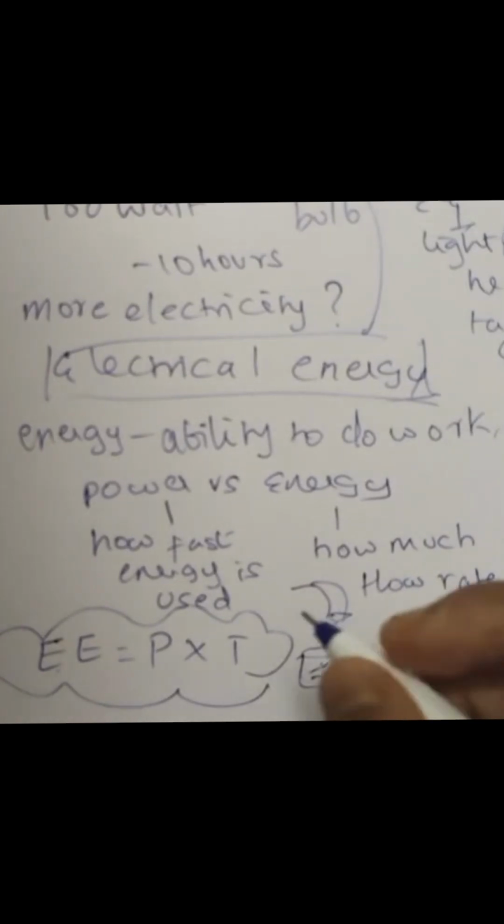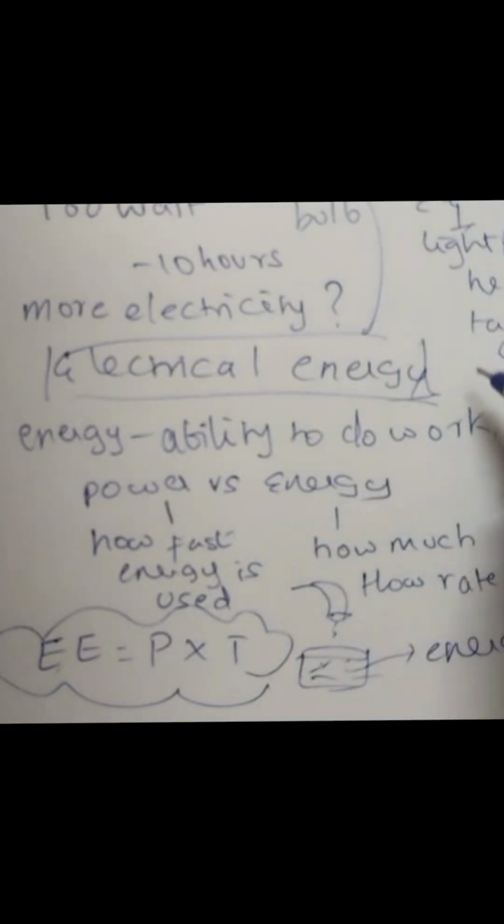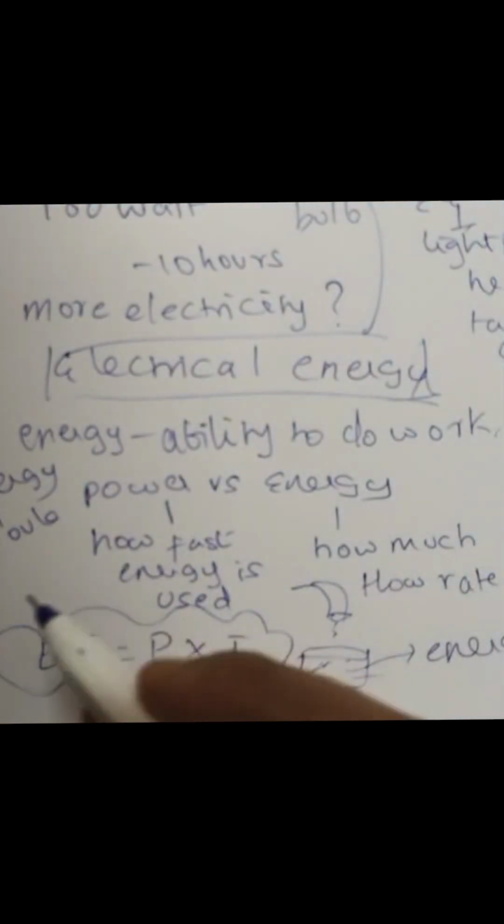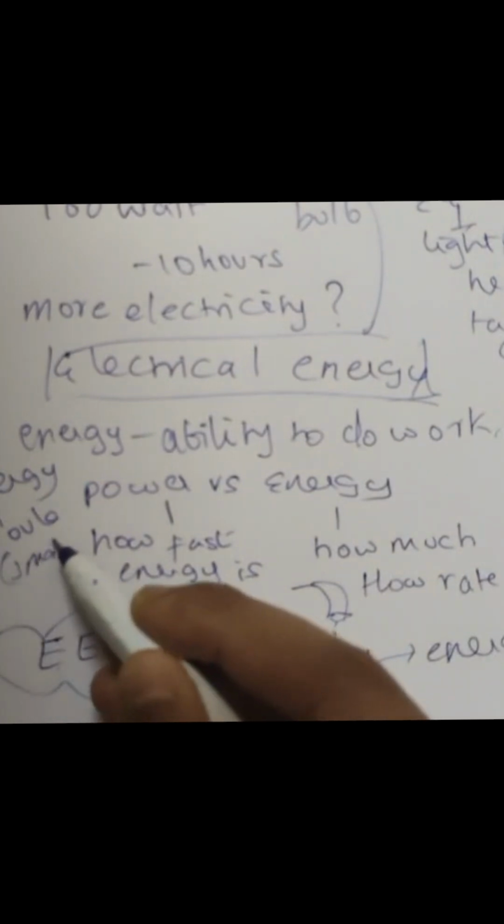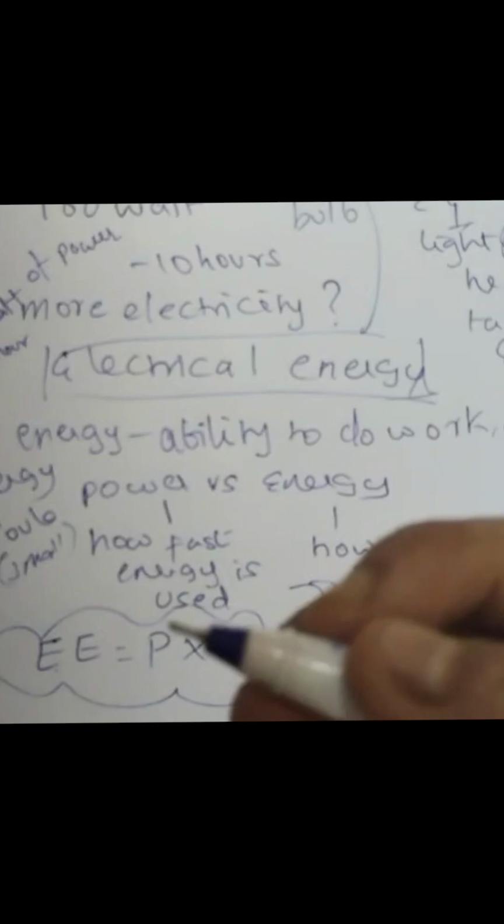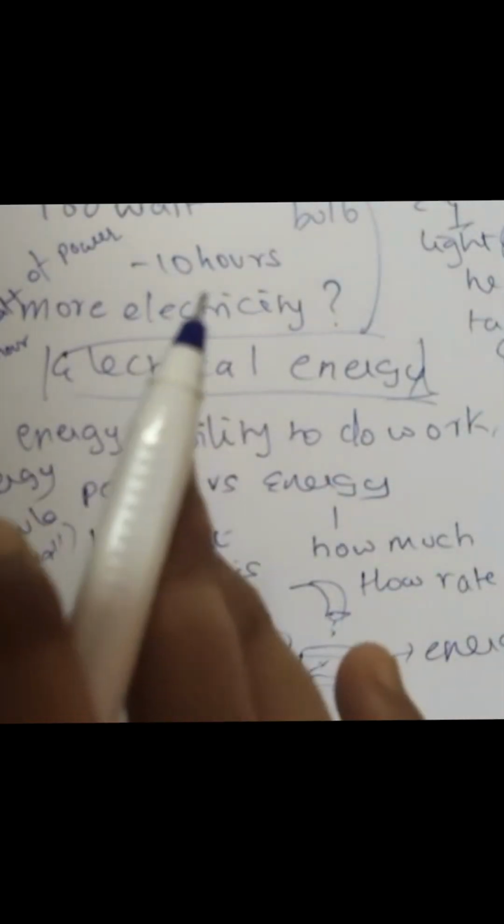Now, what is the SI unit of energy? The SI unit is the joule. But for homes and businesses, the joule is very small, so they use the kilowatt hour. 1 kilowatt hour equals 1000 watts of power for 1 hour. So it is a unit of energy, not power.